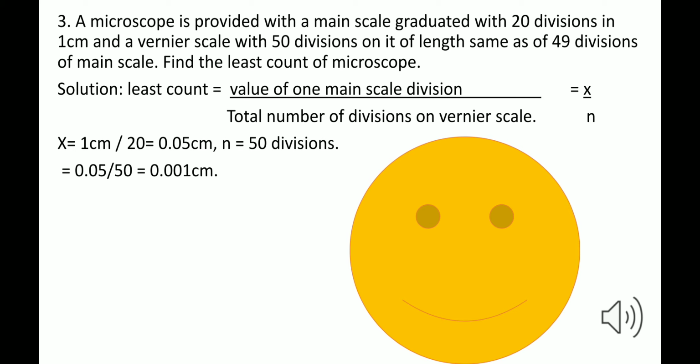So x will become 1 centimeter upon 20, because 1 centimeter was divided into 20 divisions. So 1 centimeter upon 20 becomes 0.05 centimeters. And n is 50 divisions. So 0.05 upon 50 is 0.001 centimeters. So this is the answer to this question, and very easy numericals are given over here. You can do it very easily.